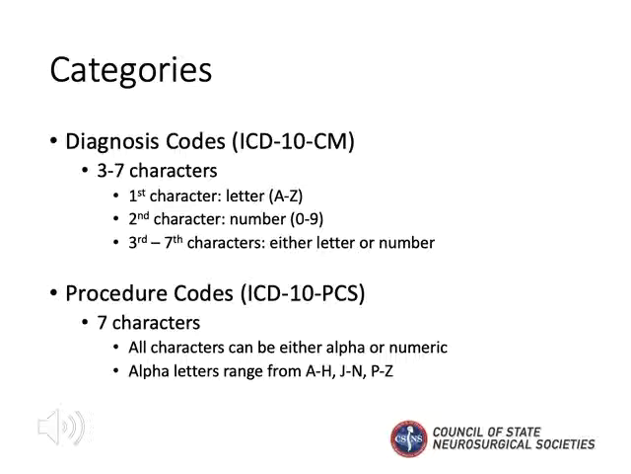ICD-10-PCS procedural codes are always 7 characters long, and all characters can be alpha or numeric. Letters in the ICD-10-PCS codes range from A to H, J to N, and P to Z.